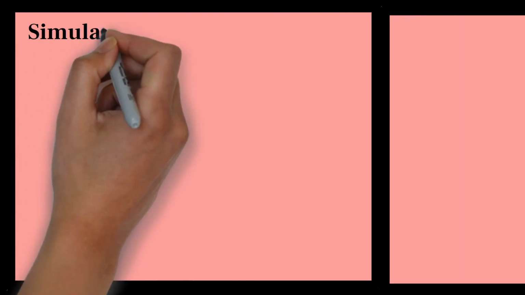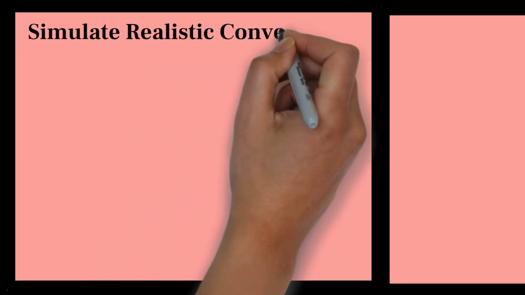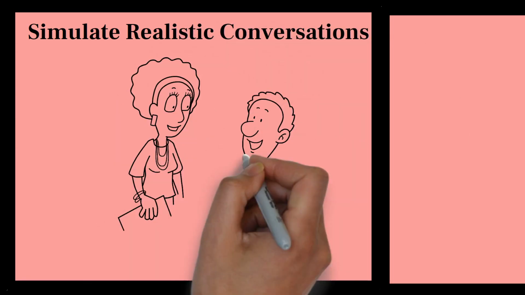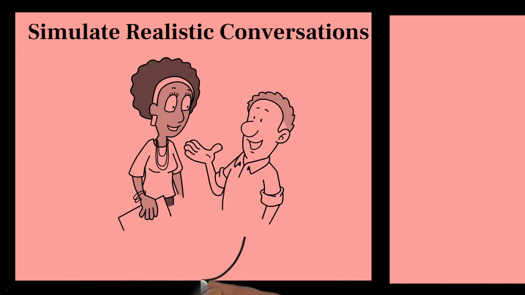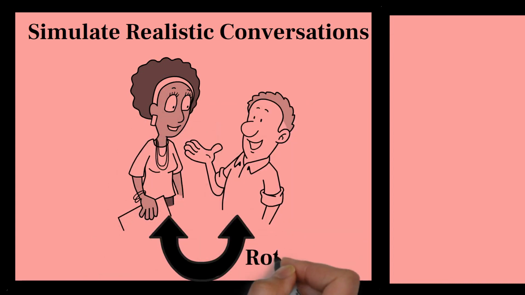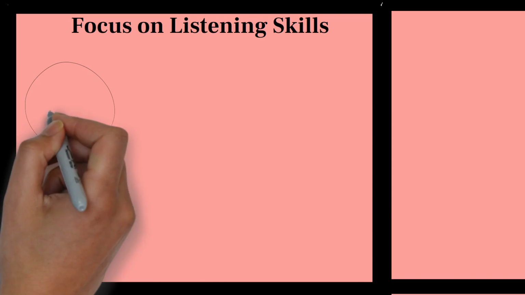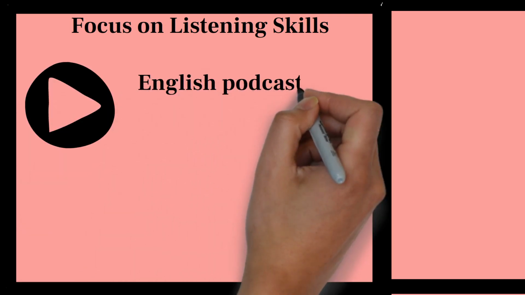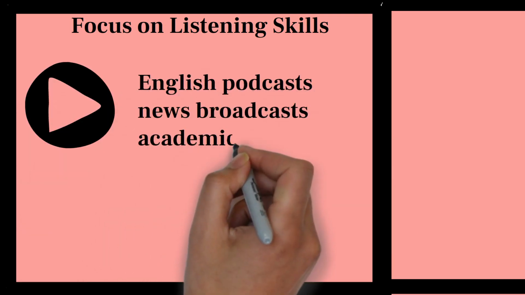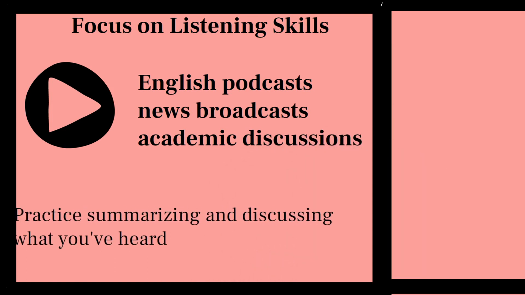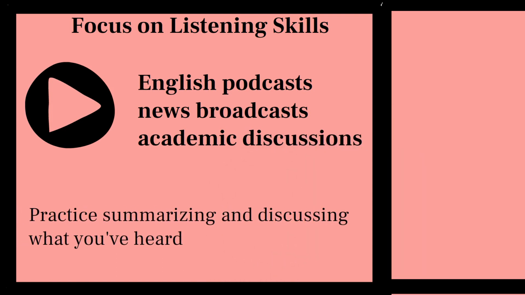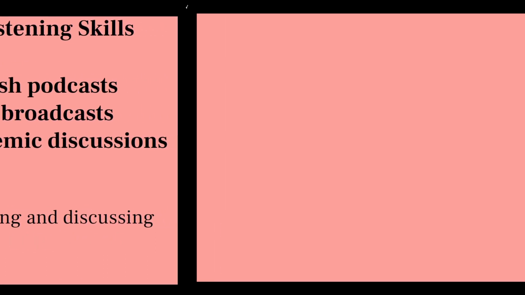Simulate realistic conversations. Partner with a tutor, study group, or language exchange partner to simulate Part 3 conversations. Rotate roles, with one person acting as the examiner and the other as the candidate, to practice both sides of the conversation. Focus on listening skills. Improve your listening skills by regularly listening to English podcasts, news broadcasts, and academic discussions. Practice summarizing and discussing what you've heard, including key points and main ideas.